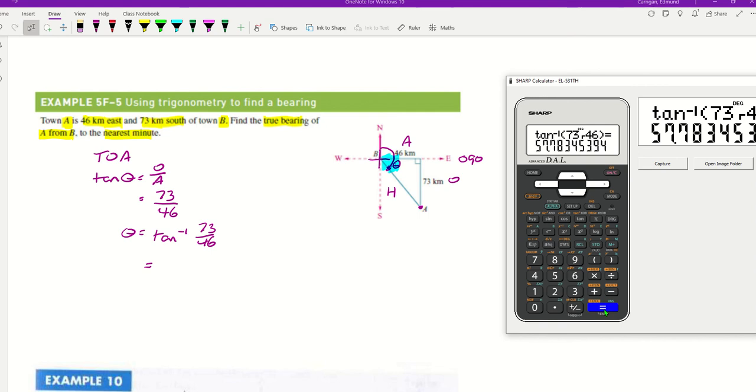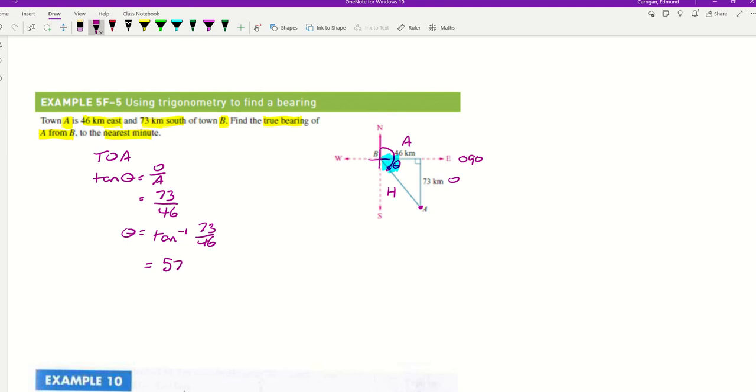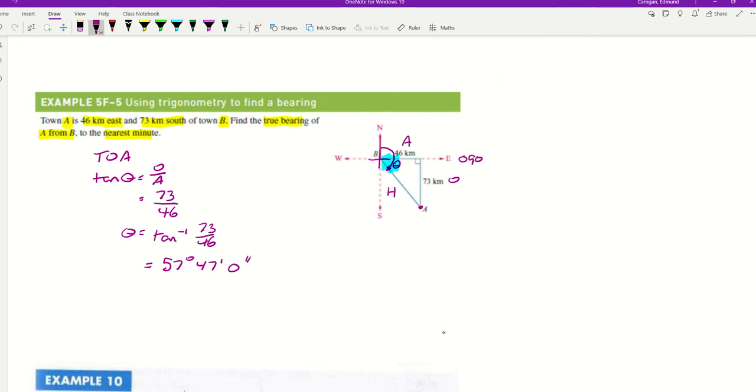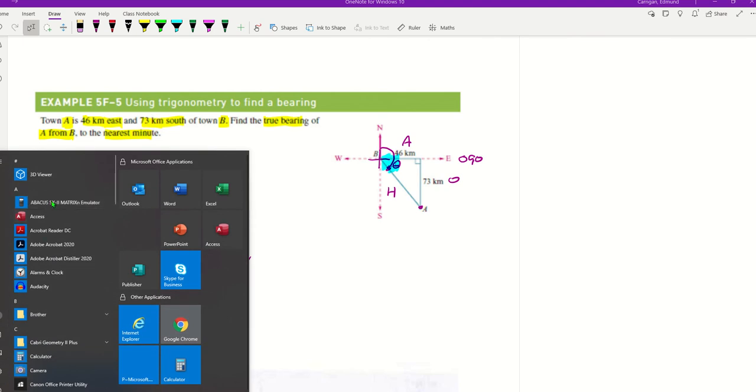57.78. Now what I'm going to do is I'm not going to worry about writing that down. I'm going to come up here and push my second function. Remember, on this calculator I need to push the dot degree. On an abacus, I don't. So let's push that. 57.47. I'm going to quickly go back and see what that says. In 0 minutes. So it's equal to 57 degrees, 47 minutes. Just very quickly, I'll put that into an abacus calculator.